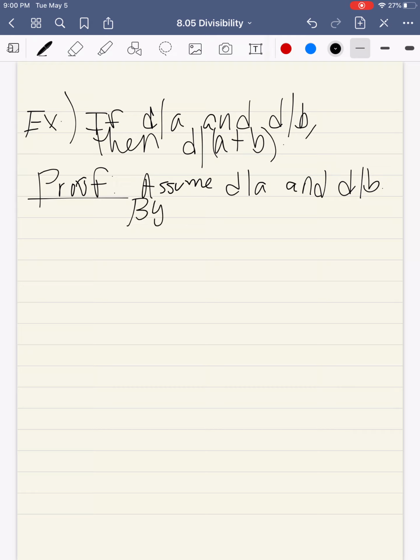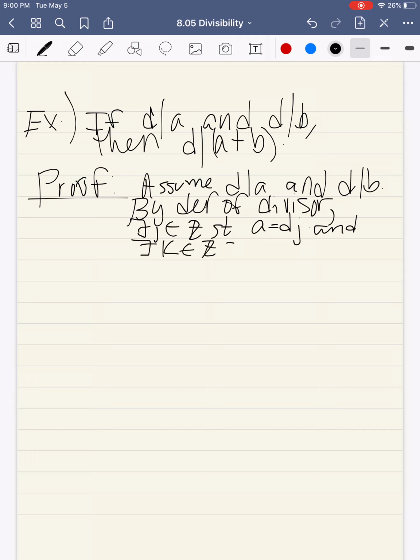By definition of divisor, there exists a j in Z such that a equals dj, and there exists a k in Z such that b equals dk. So as with any proof, we've assumed the if part, we've hit it with the definition, and now we need to work our way to the then part. So we want to actually start with the then part.